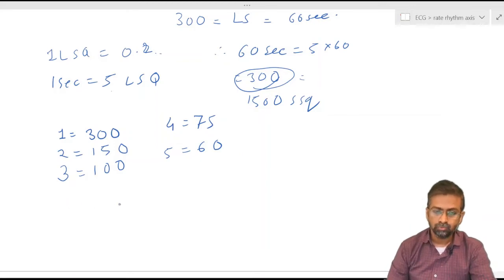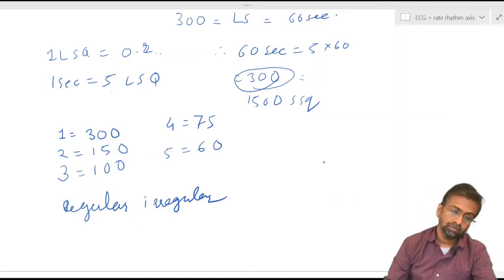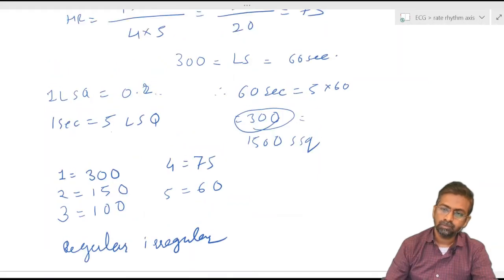What to do when the heart rate is irregular? For example, if the patient has atrial fibrillation, in that case the heart rate will be irregular. What does irregular heart rate mean? It means that the distance between two RR will be variable. Okay, so the distance between RR will be variable.